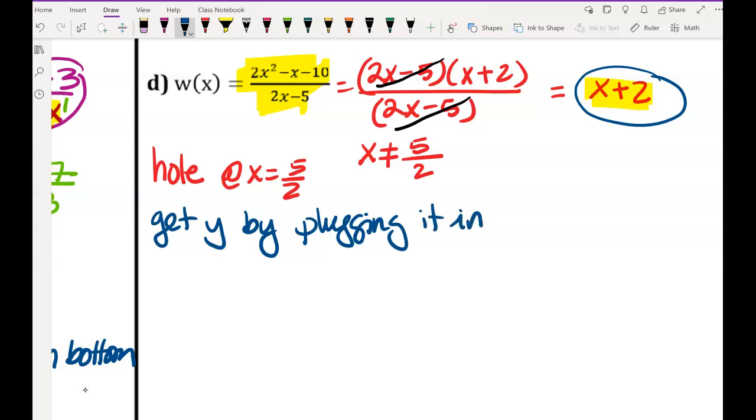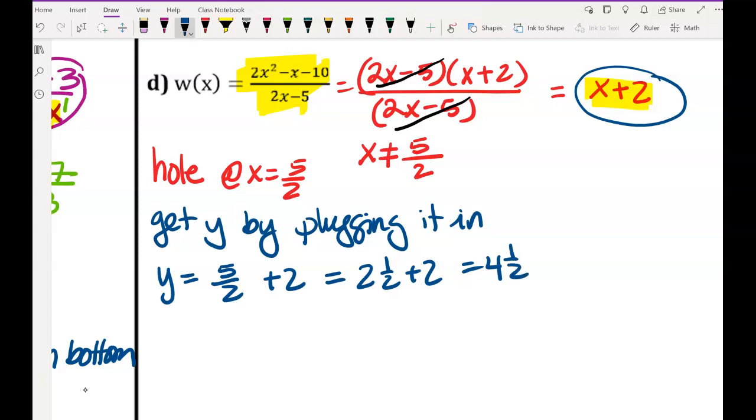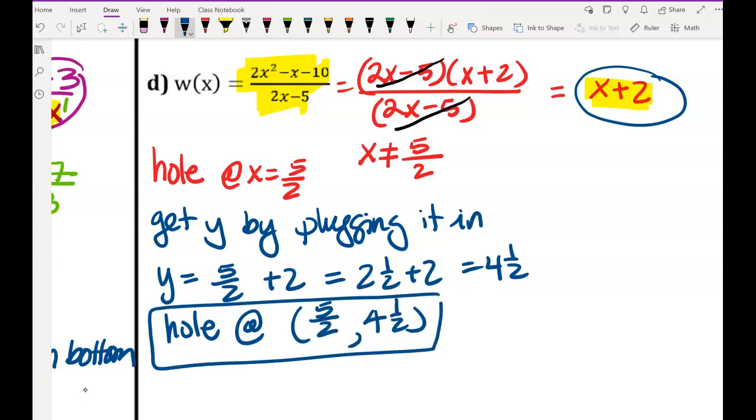Reduced form, if you can. If you can't reduce, then plug it back into the original. Either way will give you the same y value. So y equals, every time we see an x, plug in 5 over 2 plus 2. Well, 5 over 2, guys, is going to be 2.5 plus 2. So that's going to give us 4.5. So your hole is at 5 over 2, comma 4.5. Box that up.